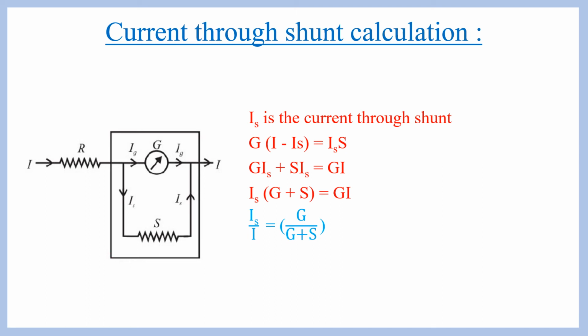This is the shunt resistance. This is the fraction of the current flowing through the shunt. Or if you want to simply calculate Is, you can multiply the right hand side with the value of I. So you will get the current through the shunt resistance.